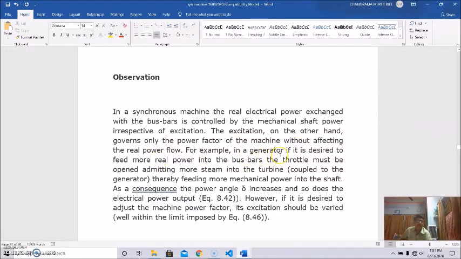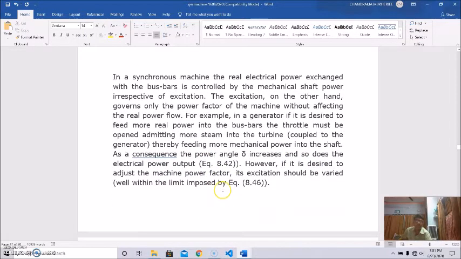So in a generator, if it is desired to feed more real power into the busbars, the throttle must be opened, admitting more steam into the turbine coupled to the generator, and thereby feeding more mechanical power into the shaft. As a consequence, the power angle delta increases, and so does the electrical power output.